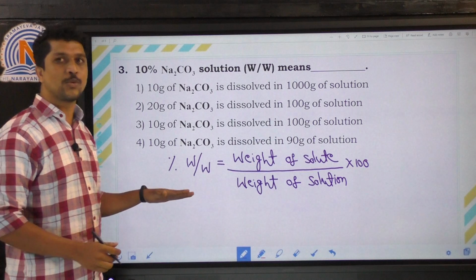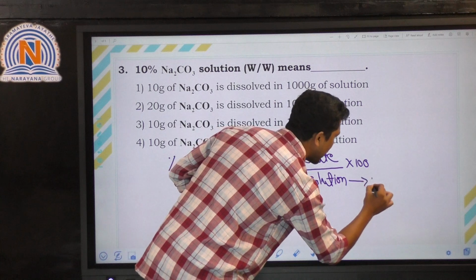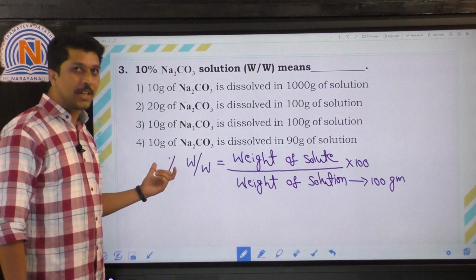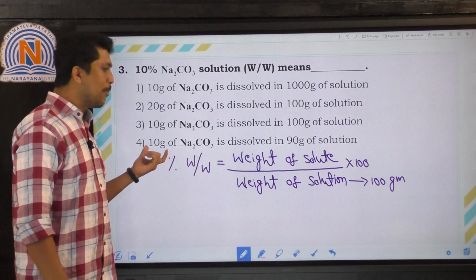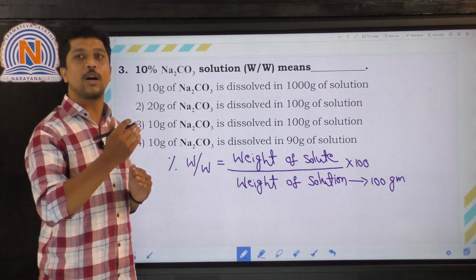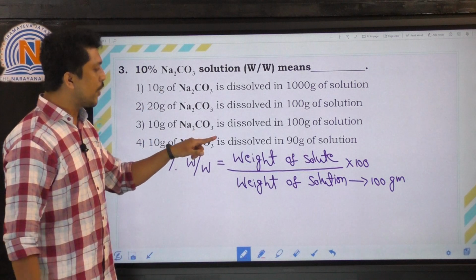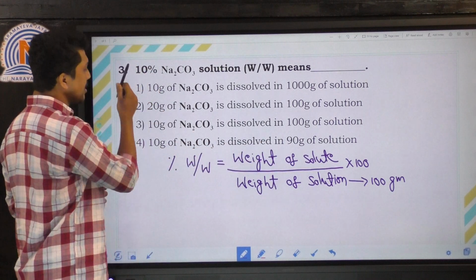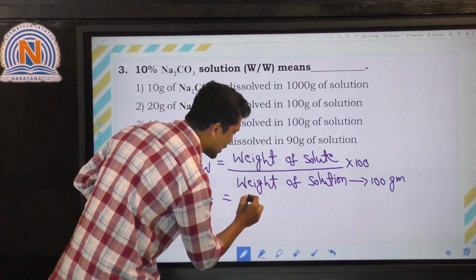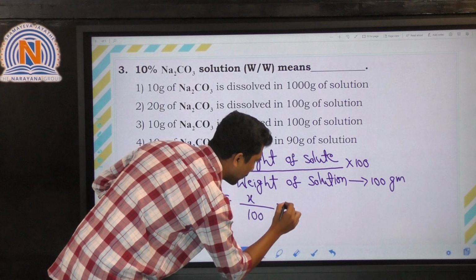So in this case we have to take weight of solution always 100 grams, because here we are calculating the percent of weight by weight solution, right? Percent means the number of parts of solute present in 100 parts of the solution. We need to find the weight of the solute. They have given 10 percentage, and let's consider weight of solute is X by weight of solution is 100 grams into 100.